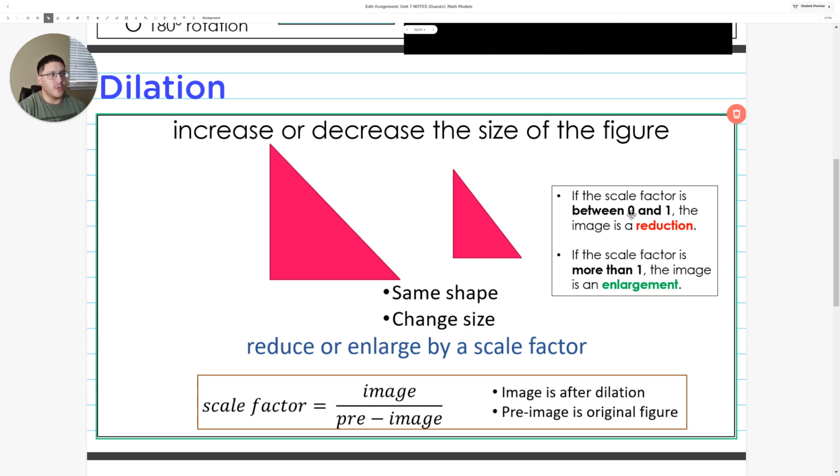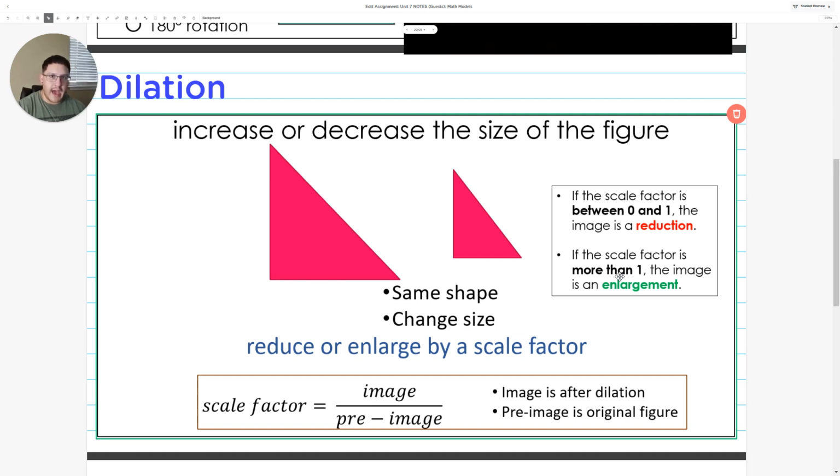However, if it is between 0 and 1, then what the scale factor indicates is that this is going to be a reduction. Whatever image you're going to produce, you're reducing the size of the image if the scale factor is a number between 0 and 1. If the scale factor is more than 1, then we can deduce that the image is going to be an enlargement. So again, between 0 and 1, a reduction, more than 1, an enlargement.